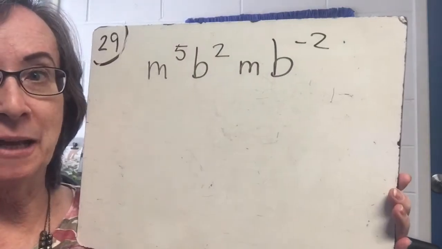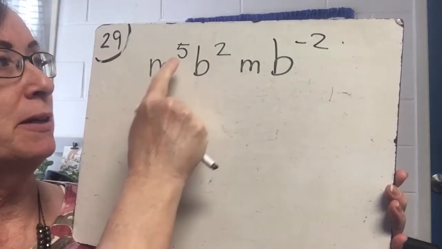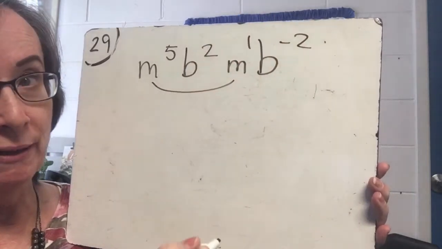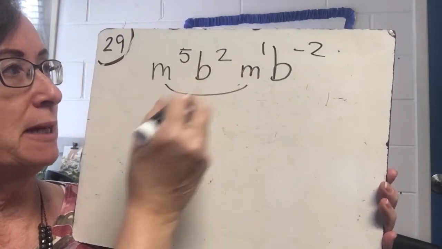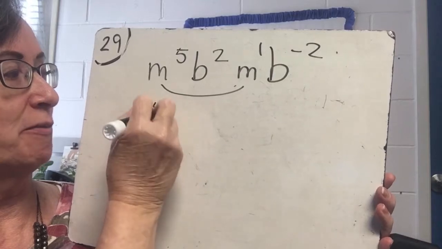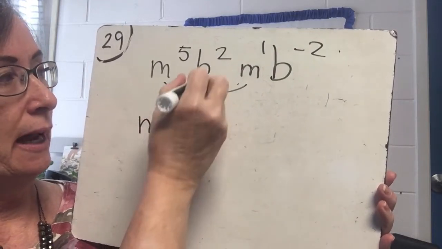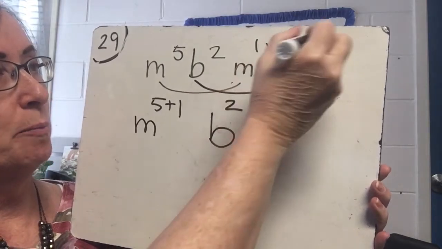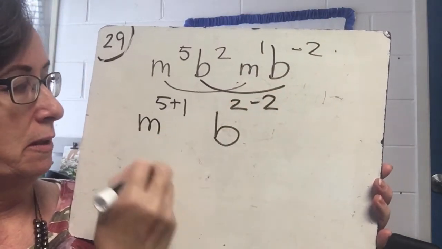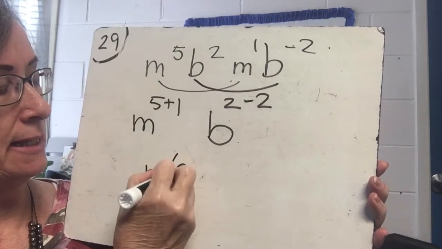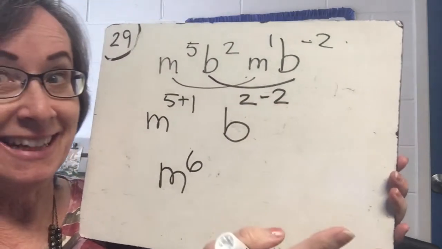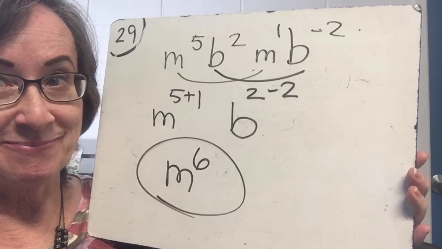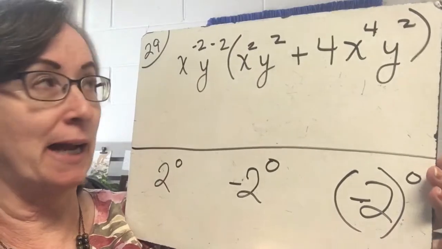I missed a little example, so I'm going backwards. M to the 5, and then over here we have another m, which is to the 1. So m to the 5 times m to the 1 is m to the 5 plus 1. And then we have 2b, so b to the 2 minus 2. So we're going to get m to the 6, b to the 0 is 1. So our answer is m to the 6th. Okay, a couple more problems and we'll start our practice problems.